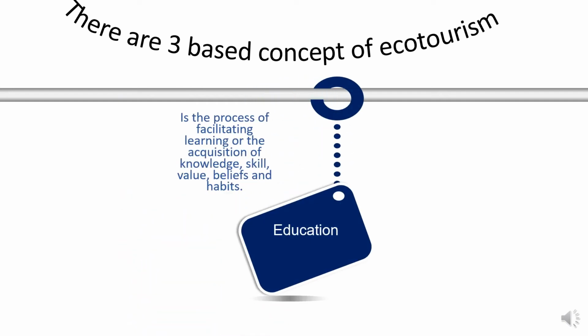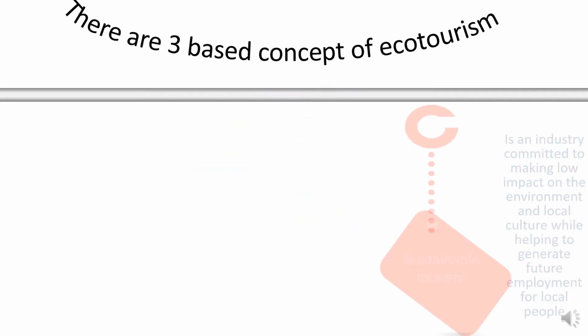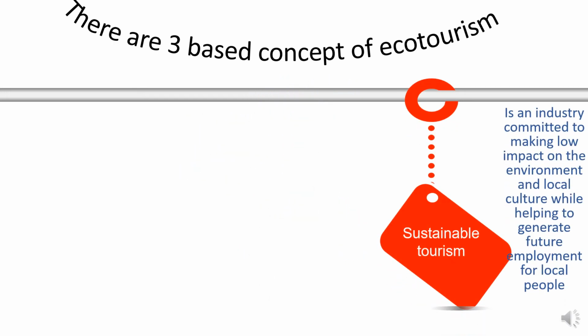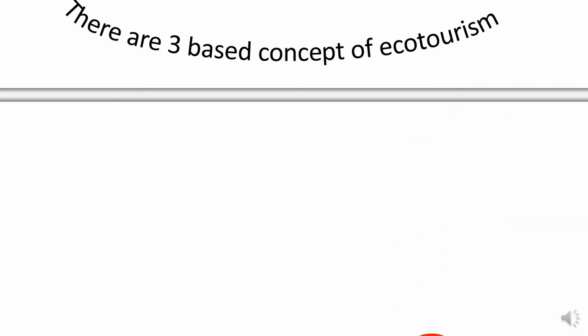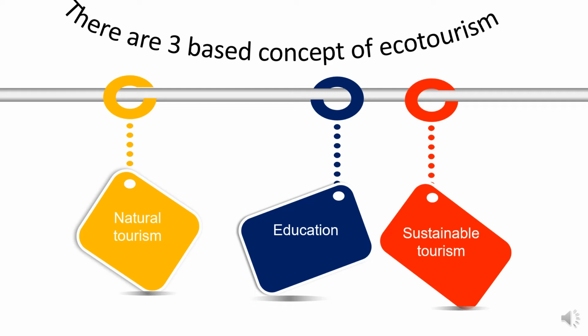So education is the process of facilitating learning or the acquisition of knowledge, skills, values, beliefs, and habits. The last one is sustainable tourism. It's an industry committed to making low impact on the environment and local culture while helping to generate future employment for local people. So there are three base concepts of ecotourism.